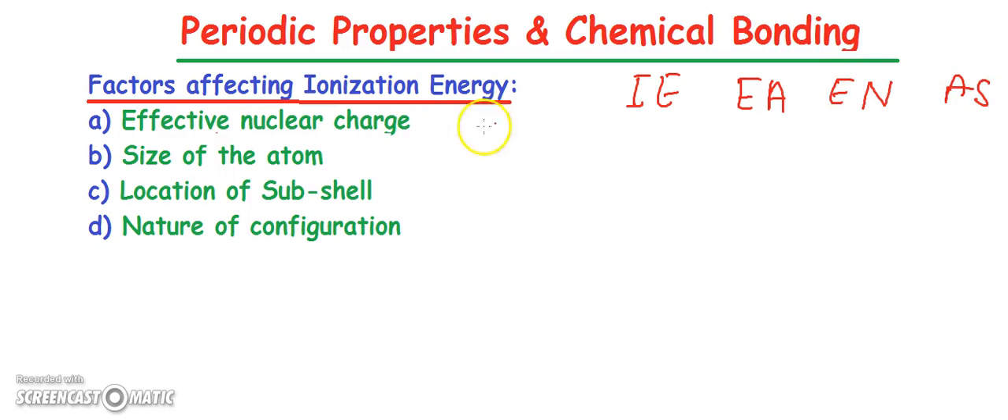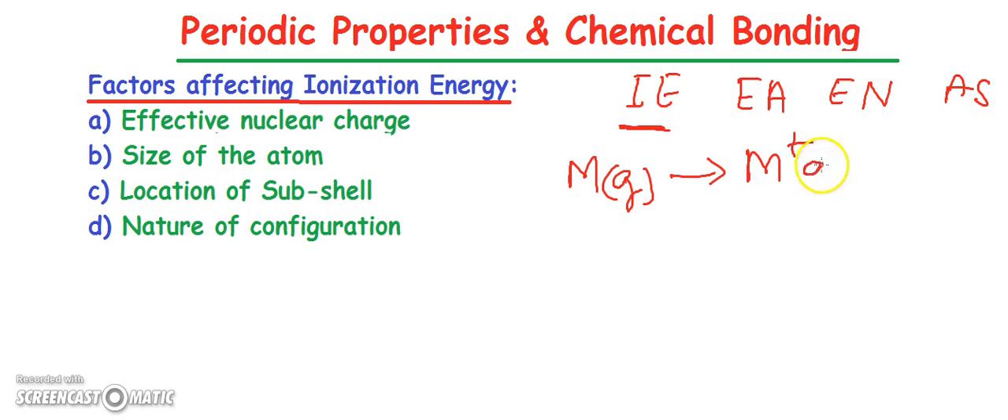Fine. So we have understood about what is ionization energy. The ionization energy is the minimum amount of energy required to remove an electron from the valence shell of an isolated gaseous atom or cation. Okay. So when a metal gaseous atom forms the ion in the gaseous form, by the removal of the electron, we need certain energy for removing this electron. That's the ionization energy.